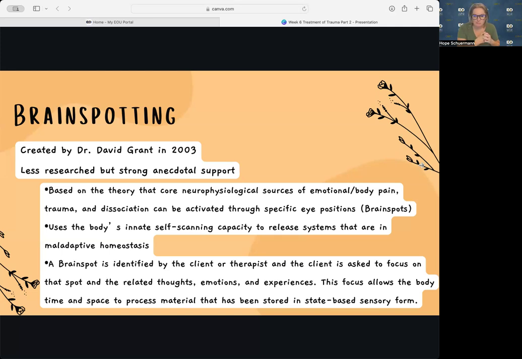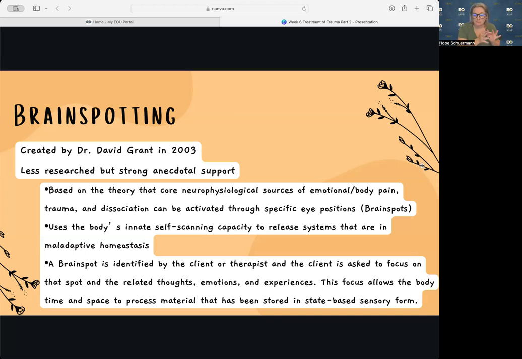But through this type of therapy, a brain spot is identified by a client or therapist, and typically the therapist will have some sort of pointer to help the client identify a spot. And then once you're looking at that spot affiliated with the brain spot, you would be asked to think about your emotions and experiences and cognitions around the traumatic event. And the theory is that while your eyes are in this fixed location, your brain has more time and space to process the material. So that sounds complicated, right?